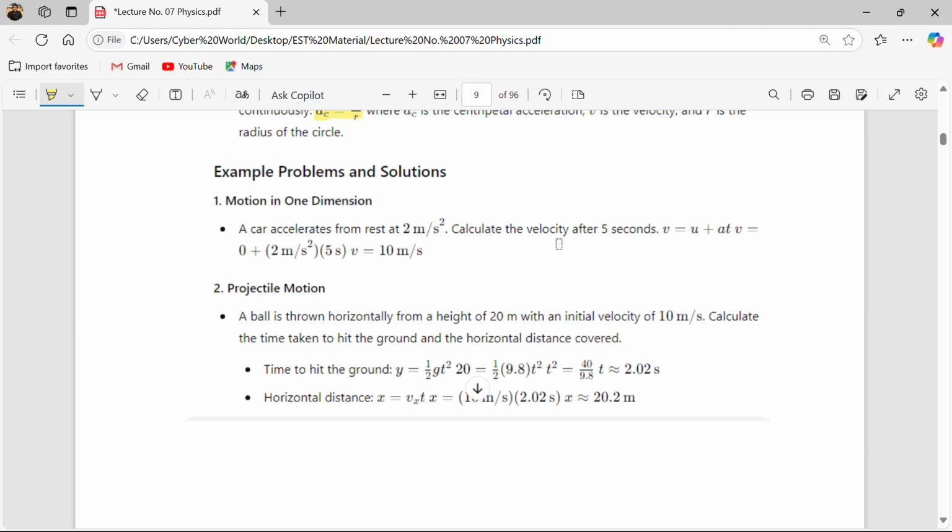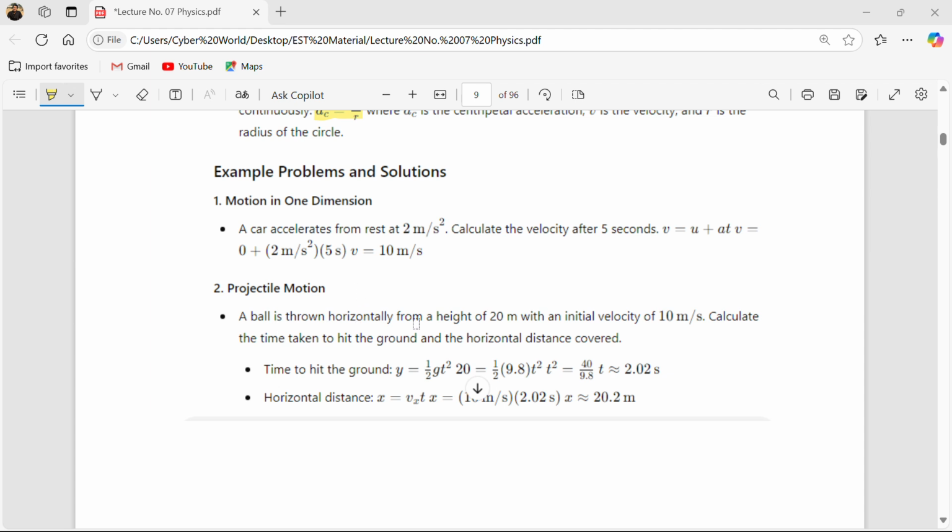So V equals, because your car accelerates from rest, that's why the initial velocity is 0, plus 2, which is the acceleration, multiplied by the time it took. So it becomes 10 meters per second. This is how projectile motion problems come.